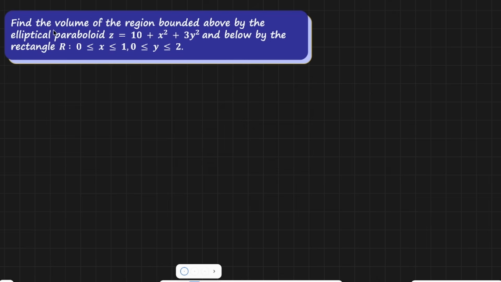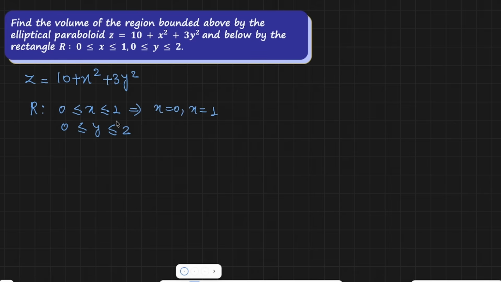above by the elliptical paraboloid z equals 10 plus x square plus 3y square, and below by the rectangle. What is the rectangle given? 0 less than or equal to x less than or equal to 1, 0 less than or equal to y less than or equal to 2. Using this, can I write x equals 0, x equals 1 as boundaries, and from this y equals 0, y equals 2? So from here I can get the rectangle.